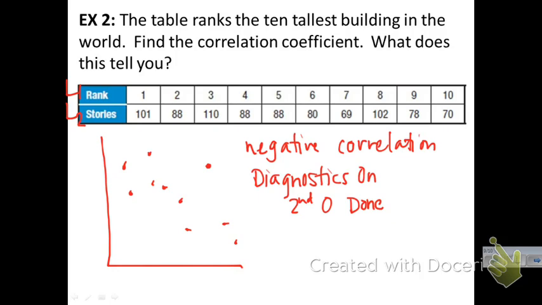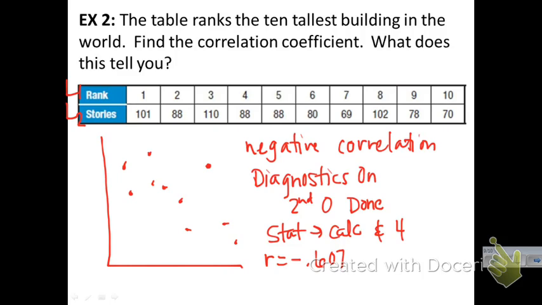Once that is on, then we'll go to Stat, arrow to Calc, and choose 4. 4 says linear regression, and then you'll press enter, and it will give you a bunch of information. Here it tells us that R is -0.607.